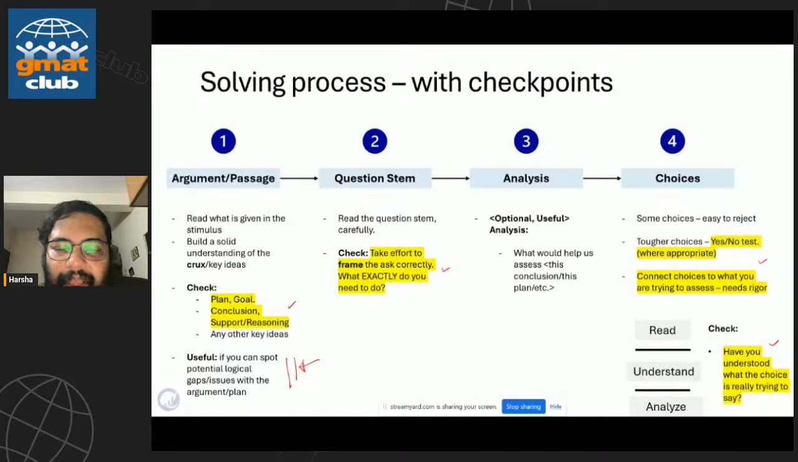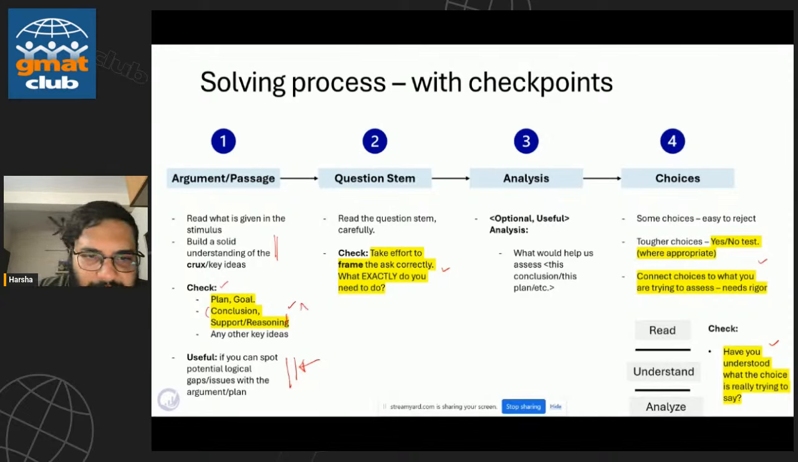But what I want you to take away is this. Once you have read the argument, first read very carefully. It's useful to sometimes pause sentence by sentence to ensure that you're internalizing the idea as well. But once you've understood what you have read, just have a checkpoint. Just ensure that the plan is clear, the goal is clear in those kinds of questions, the conclusion and the support is clear in those kinds of questions.